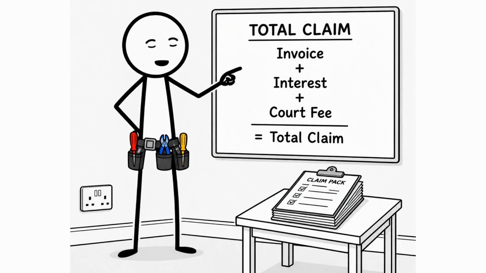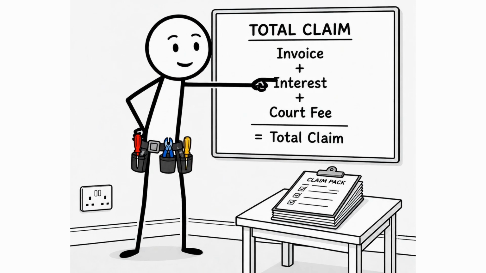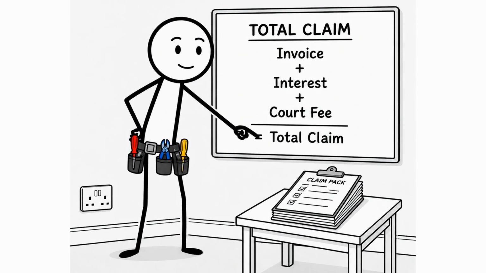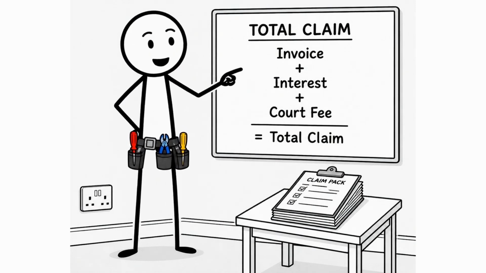So in simple terms, Adam's total claim is the unpaid invoice plus any properly calculated interest plus the court fee. That's it. Clear, structured, and in line with how claims are expected to be set out.